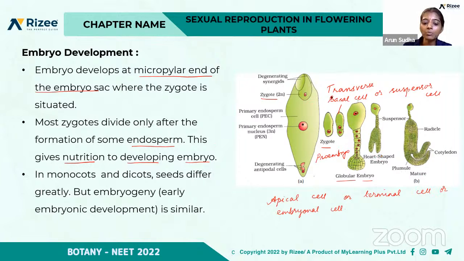Okay, then this basal cell or the suspensor cell undergoes division to form about 6 to 10 cells. So you can see the structure, right? About a 6 to 10 cell structure, and it forms a filamentous structure that is called the suspensor. And what is the role of this suspensor?